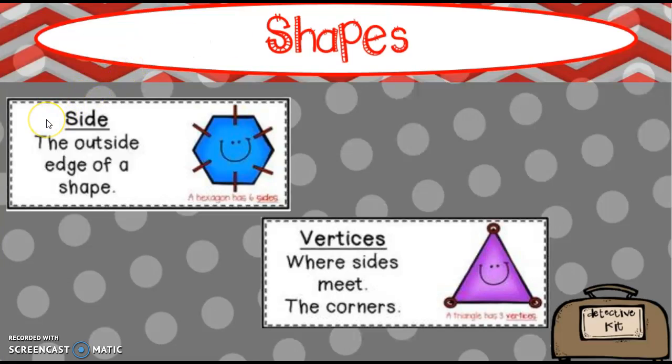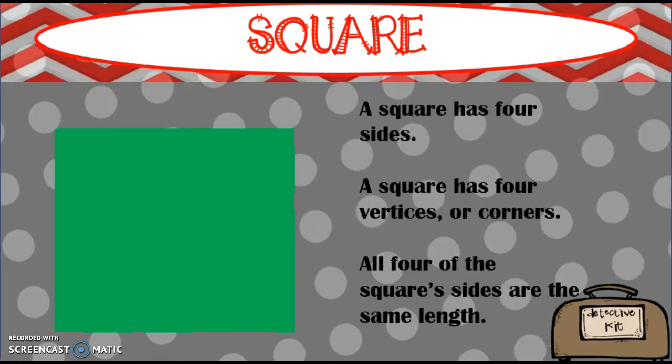Let's look first at the term side. The side is the outside edge of a shape. You can see in the picture here, we have a hexagon and it has 6 sides. Each side has a little mark on it there. Our other term is vertices. Vertices are where sides meet, the corners. Here we have 3 vertices: 1, 2, 3.